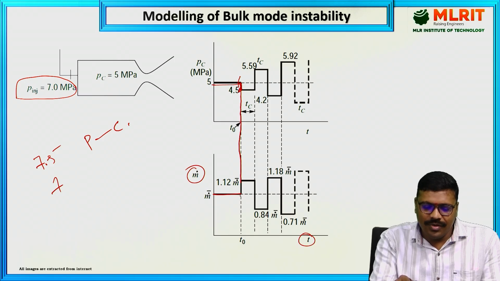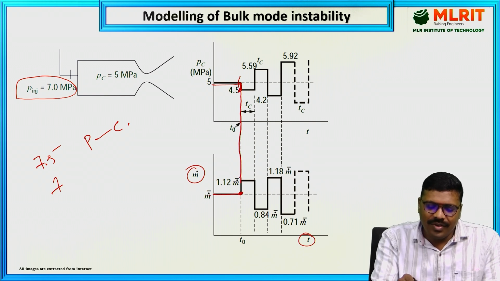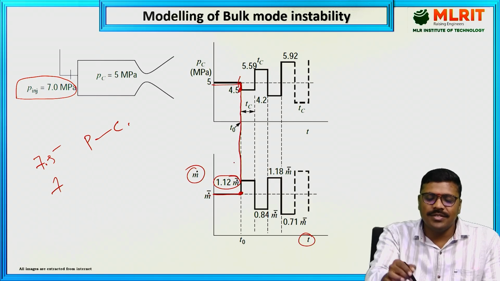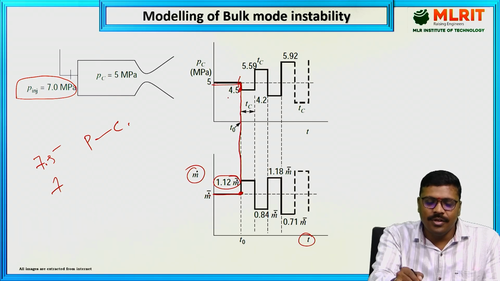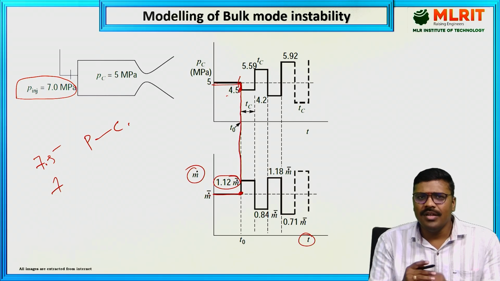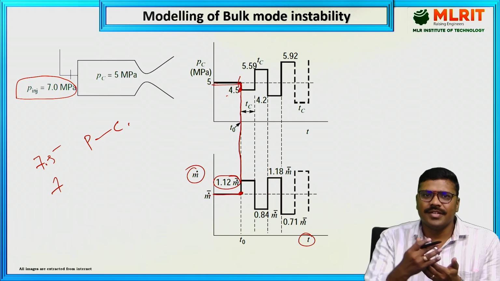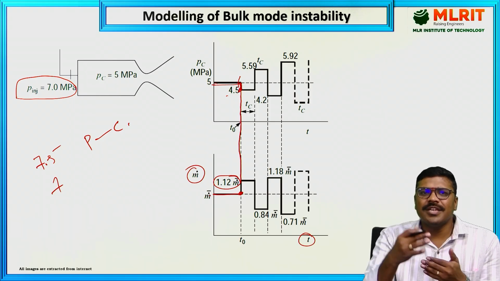So according to the formula, the actuator has increased the mass flow rate from m dot bar to 1.12 times m dot. The mass flow rate is increased here because the pressure decreased from 5 to 4.5. So what happens when you increase the mass flow rate? Definitely the energy released in the combustion increases, so the pressure will increase in the chamber. But to what extent is it increasing?